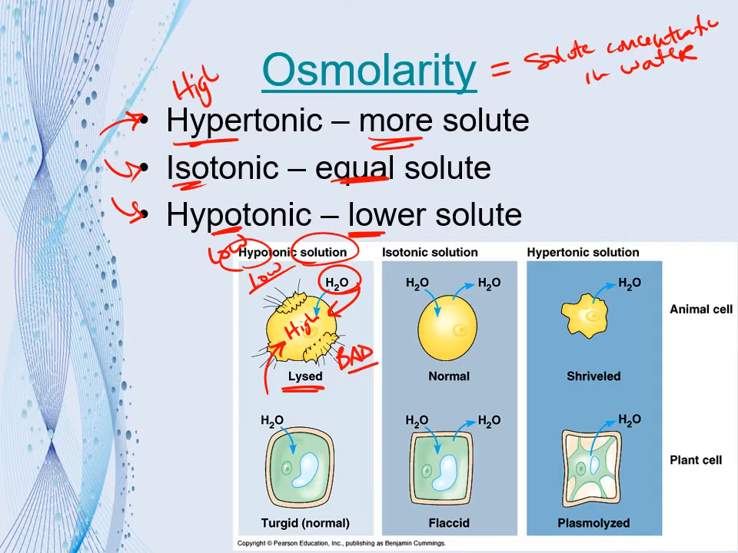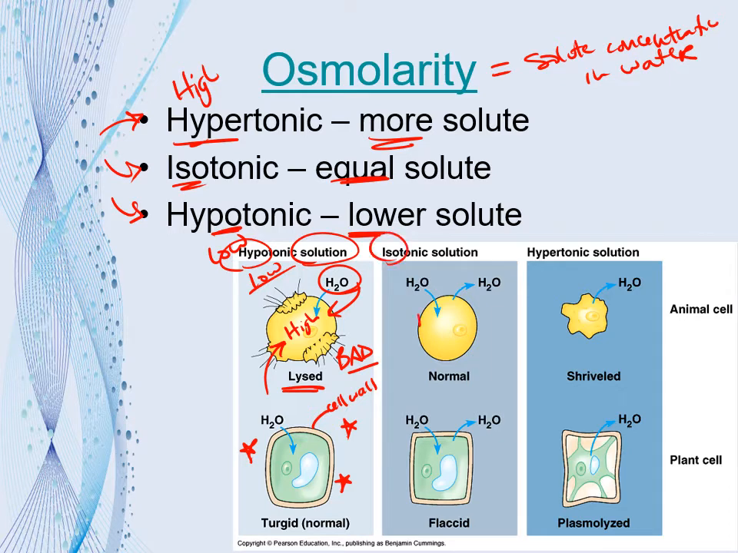But it's amazing for plant cells. So plant cells really like to be in a hypotonic environment. This is their best life. They want to be big and fluffy. They have that cell wall that prevents them from being lysed. So they want to be as full of water as they possibly can be.